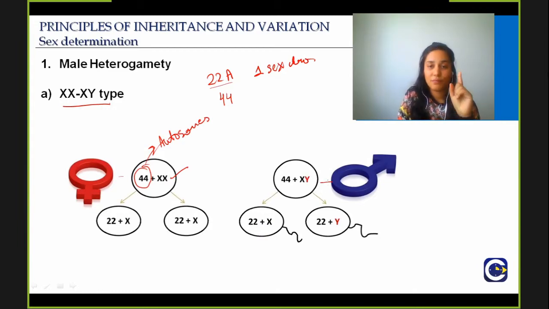Male heterogamety means that the male will produce 2 different types of gametes. Very easy. You see here 44. So 44 will reduce to half, 22, by meiosis. Meiosis 1, homologous chromosomes separate, meiosis 2, sister chromatids separate. So 44 will become 22. So one gamete is 22 plus X and the other is 22 plus Y. These are 2 different types of gametes. That is why it is male heterogamety.